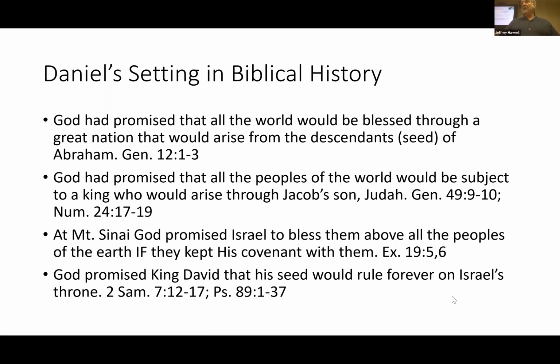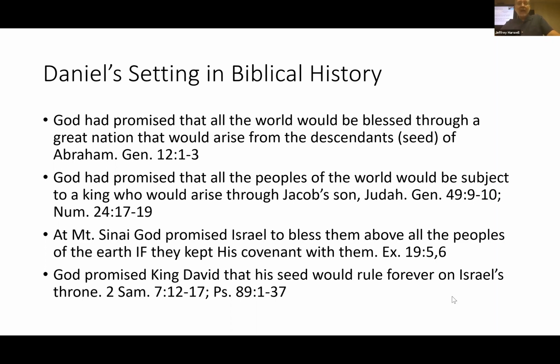In Genesis 49, we see a prophecy made by Jacob about his son Judah, that all the peoples of the world would be subject to a king who would arise from among Judah's descendants. You can look at Genesis 49:9 and 10, and even in the prophecies of Balaam in Numbers, there's a prophecy of a king who will arise from Judah, through whom all the nations of the world would submit. That's an unfulfilled promise, right? We don't see all the nations of the world in submission to Christ at the present time. But that prophecy was made and reiterated.